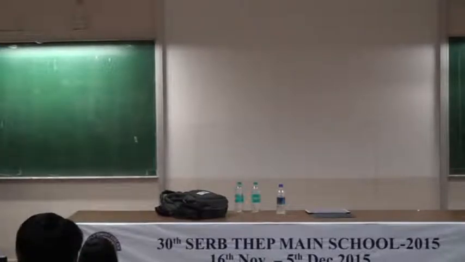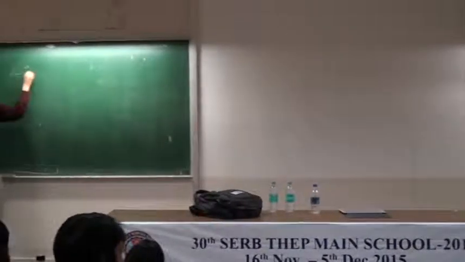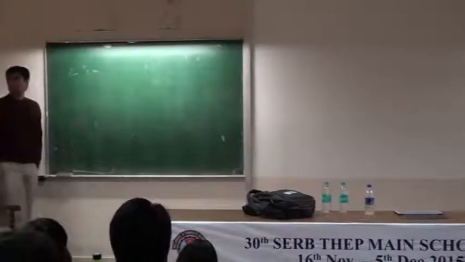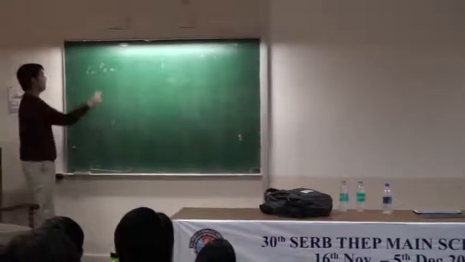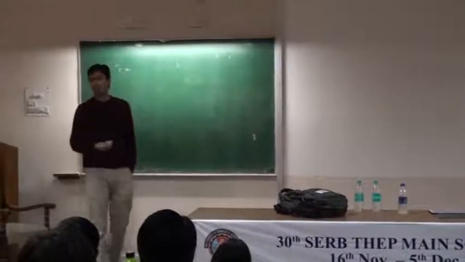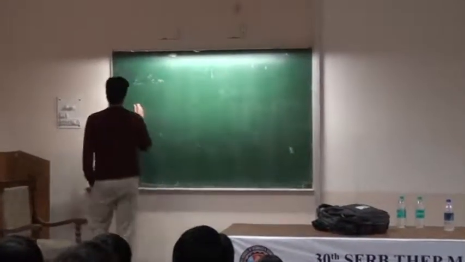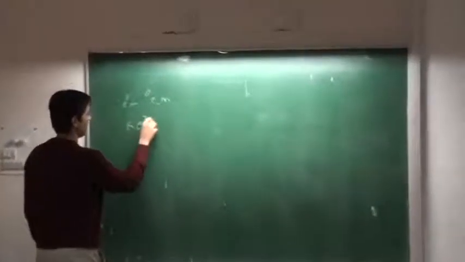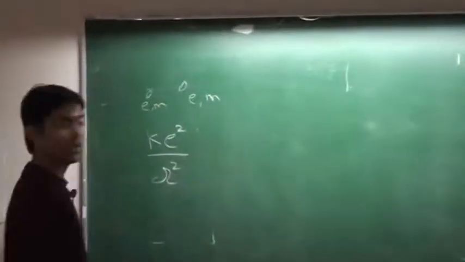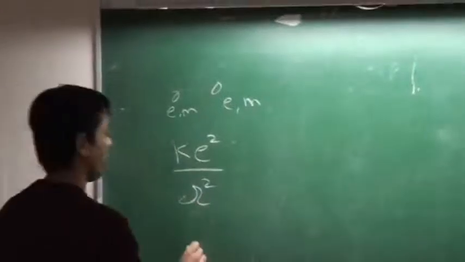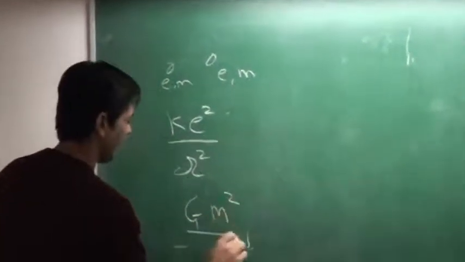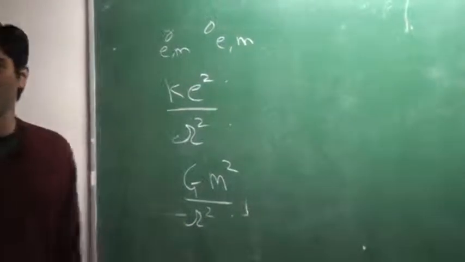Here's one simple way to do it. Think of two electrons, which have some E and M. Sorry, it could be an electron or a proton. One way to compare this ratio is to look at the ratio of the electrostatic force between them and the gravitational force between them. So if you look at K e squared by R squared, where K is Coulomb's constant, this is the force, and if you look at G m squared by R squared, this is the force.